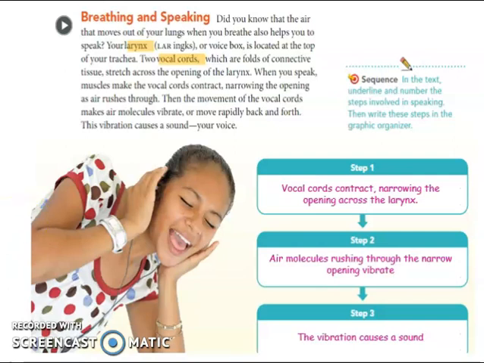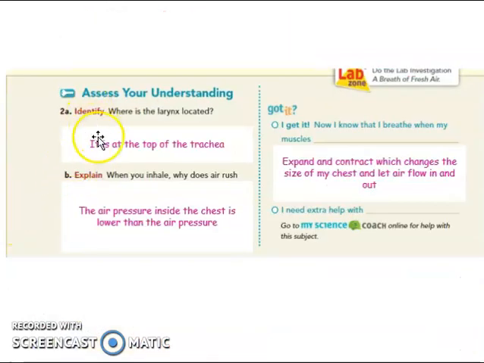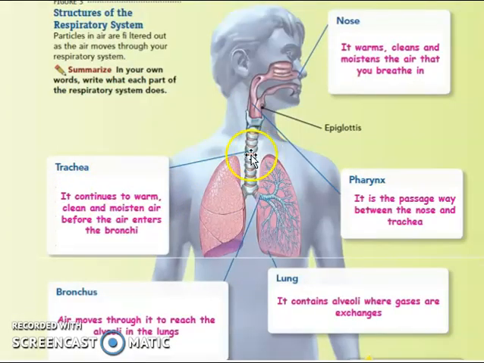Now let's proceed to this part. Let's identify where the larynx is located. The larynx is located at the top of our trachea. If you remember, the trachea is here. I will just show you where the trachea is. It is on the top, near the epiglottis. The larynx is almost near the epiglottis.